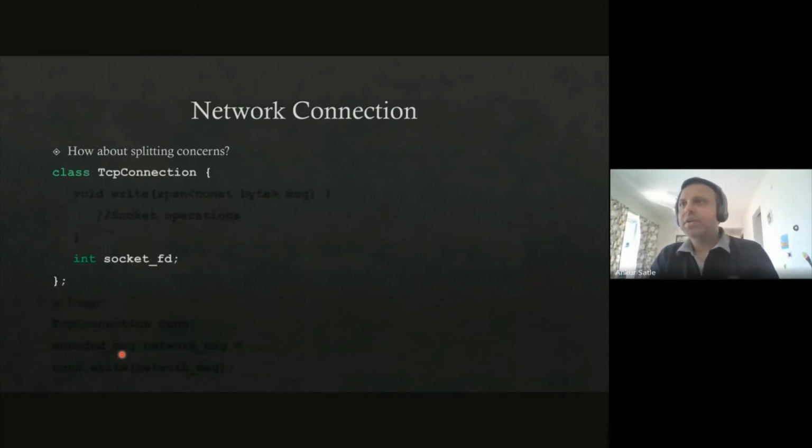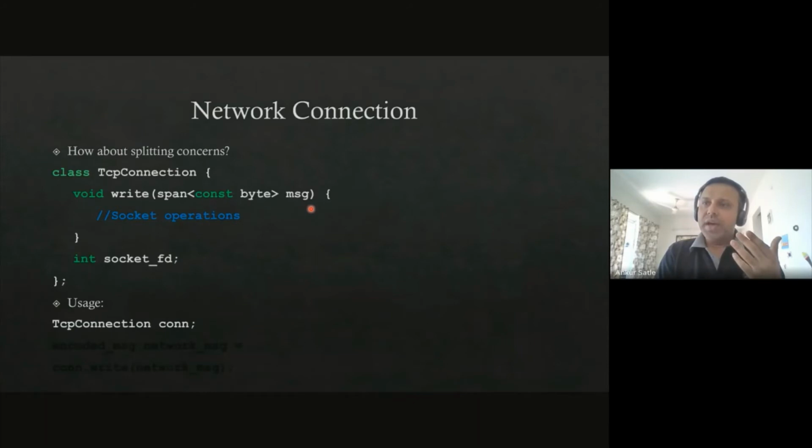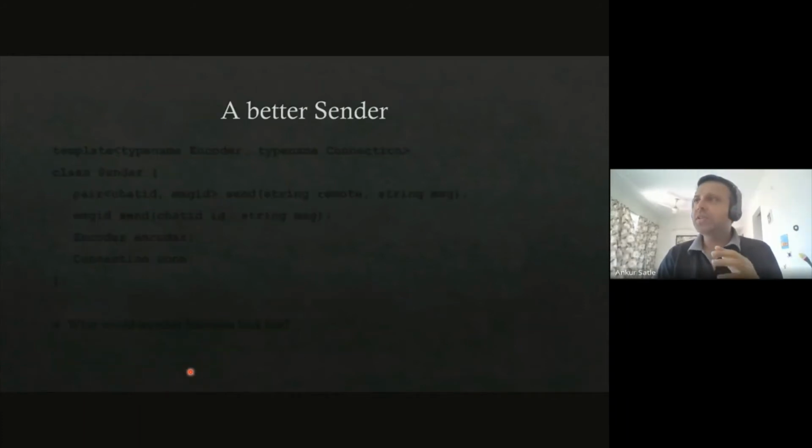How about the network connection? You can have something called a TCP connection, or a UDP connection, some connection type, which would actually have the socket FD, and you would have a write function there, which would take any span of bytes. This object doesn't care what it is. It could be a very well-formed message as per some protocol, but for this socket connection abstraction, it is just bytes. So you just receive bytes as message, and you do some socket operations, and you write the message to the other party. And how do you use it? You have a TCP connection, you get the encoded message from somewhere, and you say connection.write, and that writes the network message. Now, if you use these and create a sender, you could have something much better.